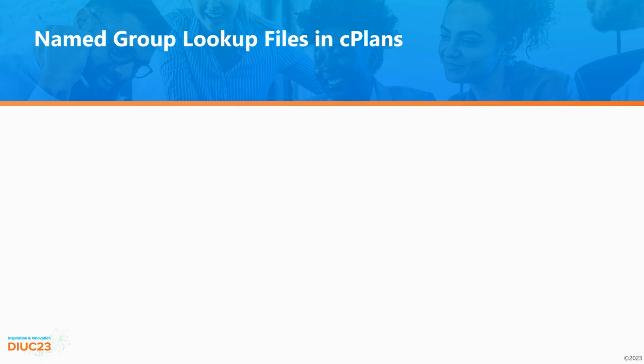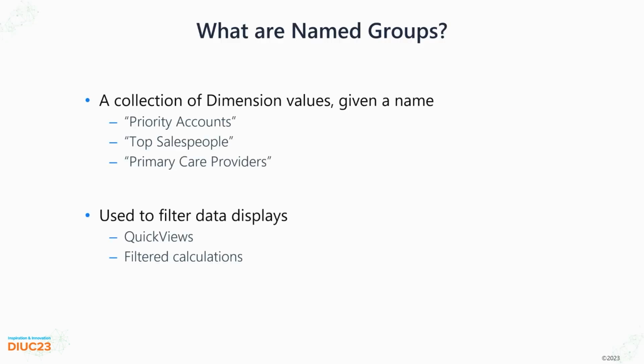Next up, let's talk about name group lookup files. Name groups are an oldie but goodie. You may remember that they're just a named group of dimension values. Your priority accounts, your top salespeople. They're very important for filtering displays. You can use them to filter rows via a quick view and a pull down. You can use them actually to filter column calculations. You might have a column that's just the sales for a particular group of accounts.